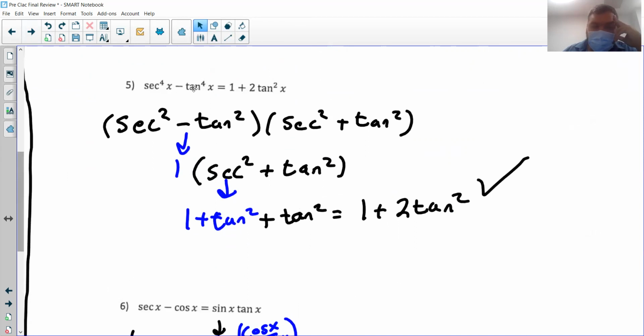This one on the left, they're a difference of squares. And because secant squared minus tan squared is -1, and I can rewrite secant squared as 1 plus tan squared, which becomes 1 plus 2 tan squared.